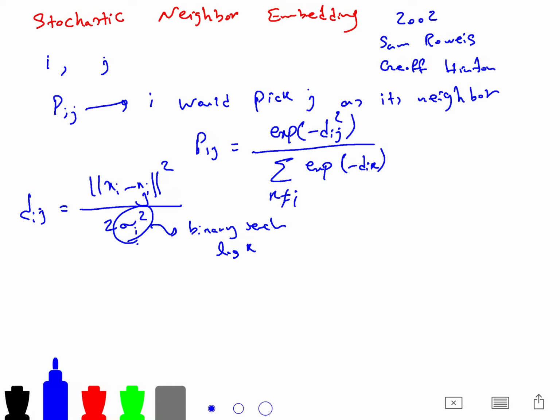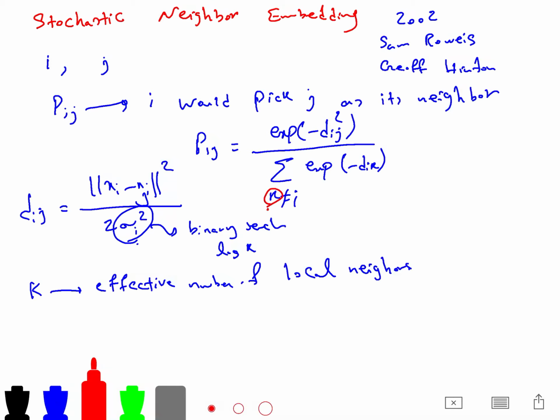And so k is called the effective number of local neighbors, this k, and it is also called perplexity.